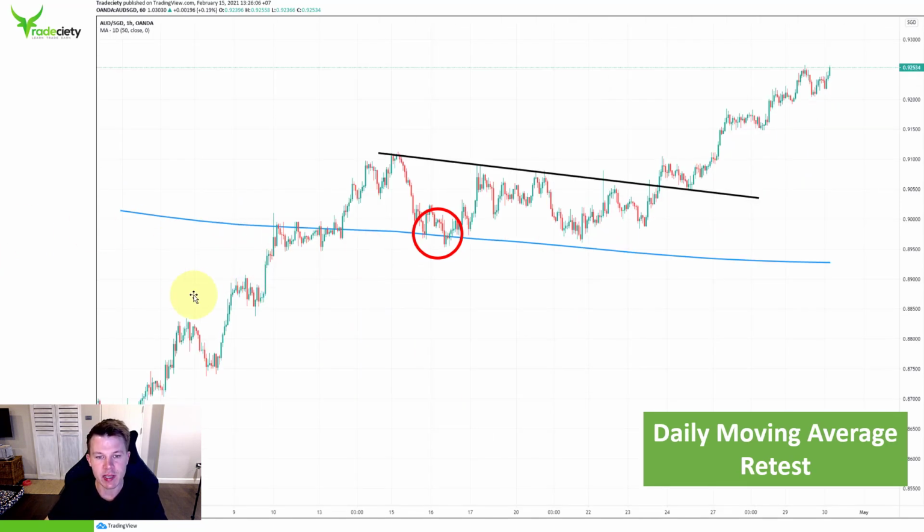Here as well, you can see the market broke above the moving average, traded back into it, had a double pullback here, and then traded higher. So moving average retest, especially with a higher time frame 50, which is a moving average that I use in my trading a lot, can be very, very high probability trading setups.